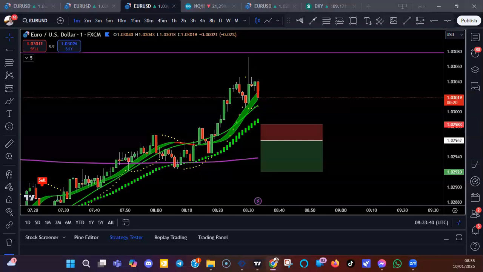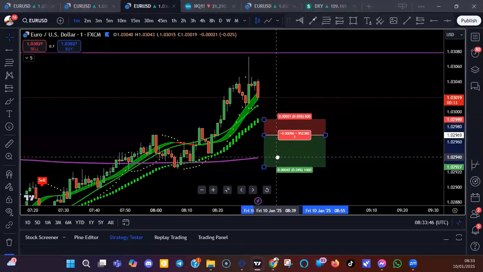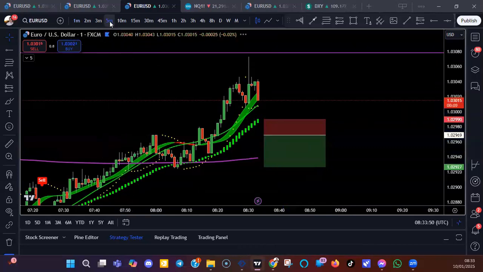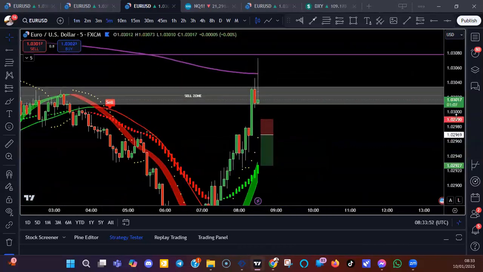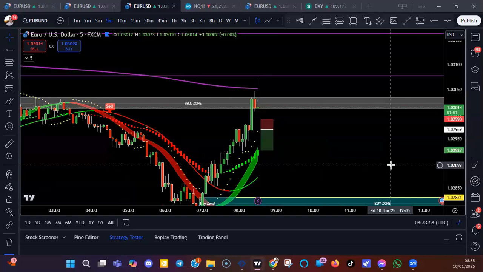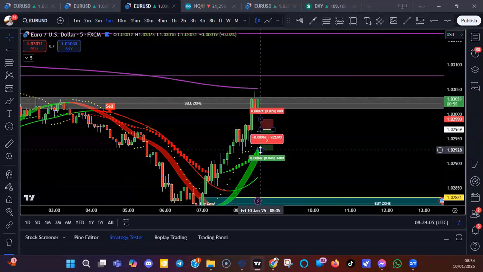Right, so again, this is the scenario. I like to see what it's looking like on the 5 minute, and there's that sell zone. But it's a rather strong upward volume.